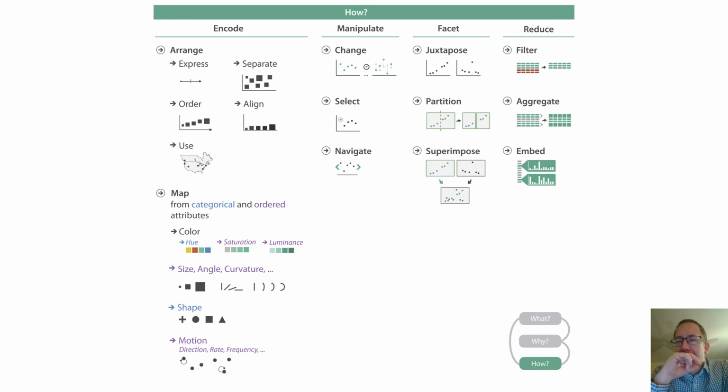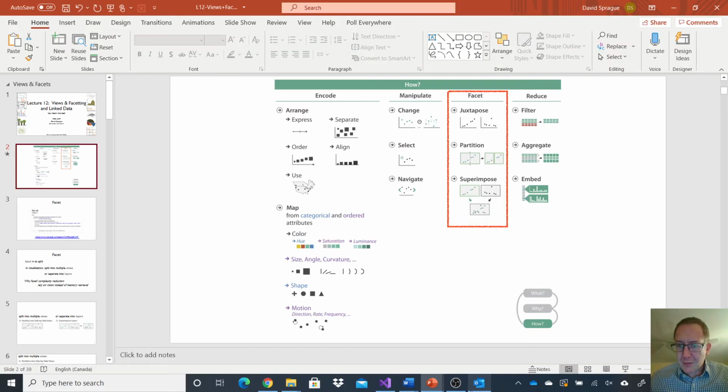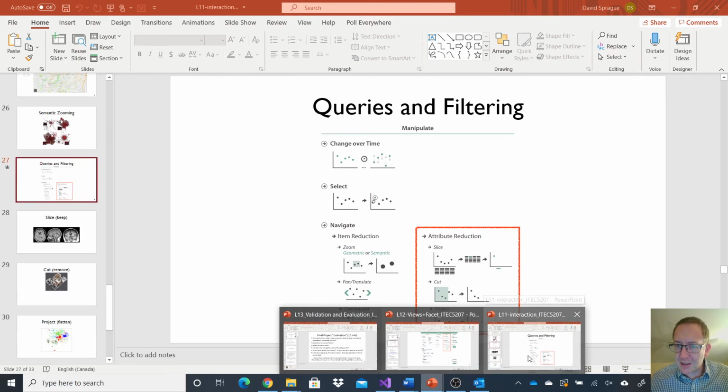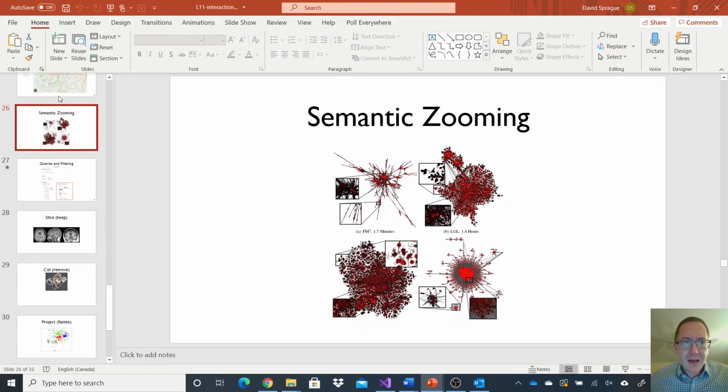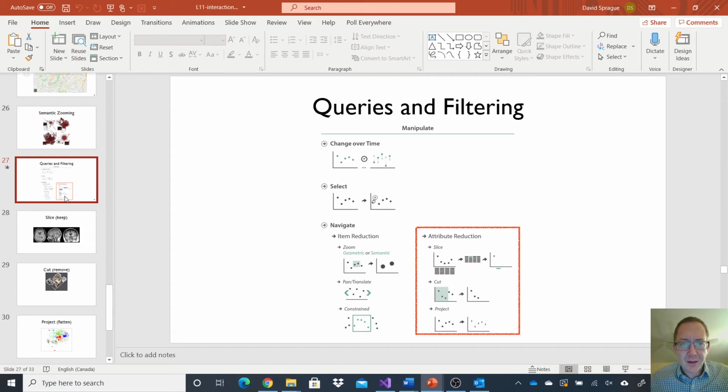Slicing, I found out I was saying it wrong. My mental model was wrong on this one. So I looked it up and it's slightly different. Maybe what I can do is open my old version of this presentation, on interaction. We had semantic zooming, we had constrained navigation, we had a bunch of other things. All right.